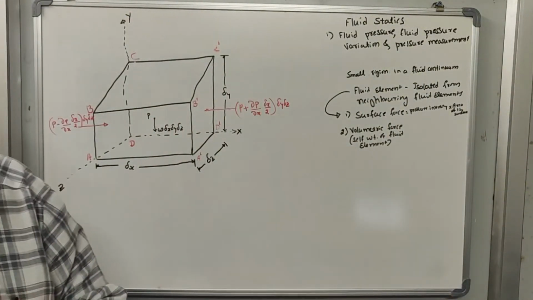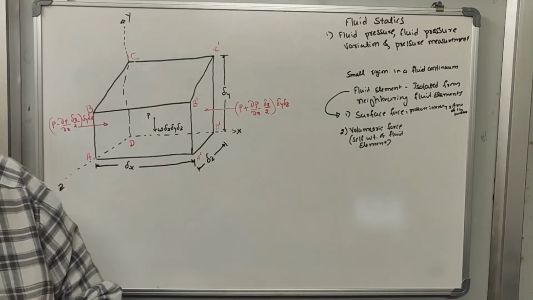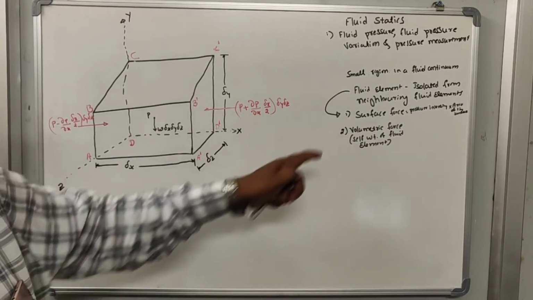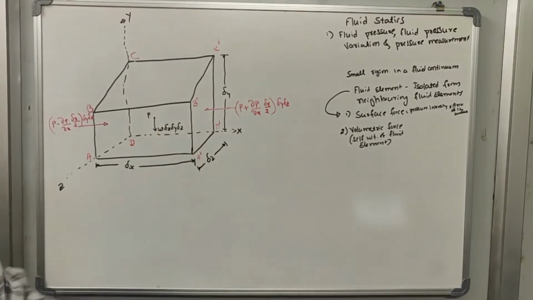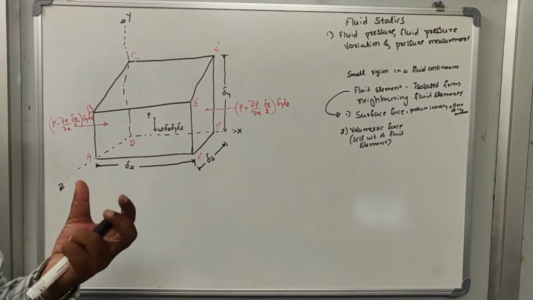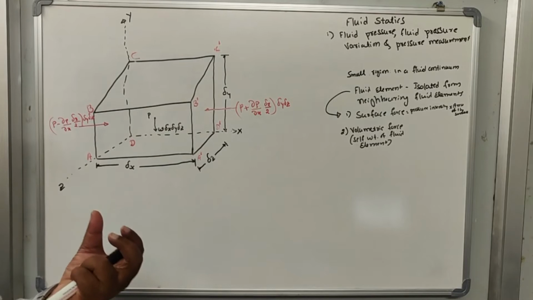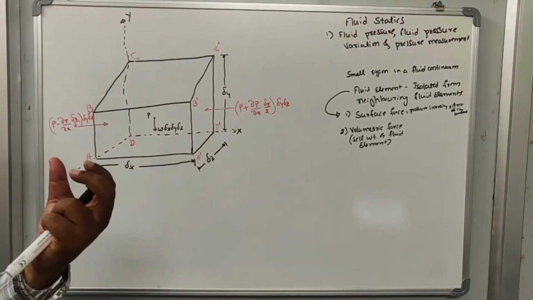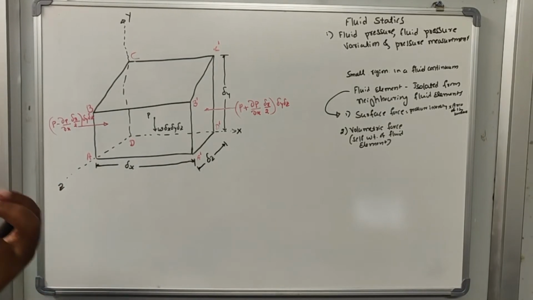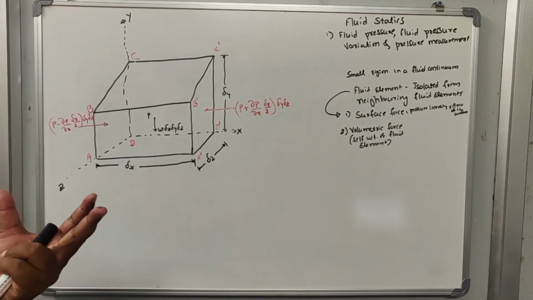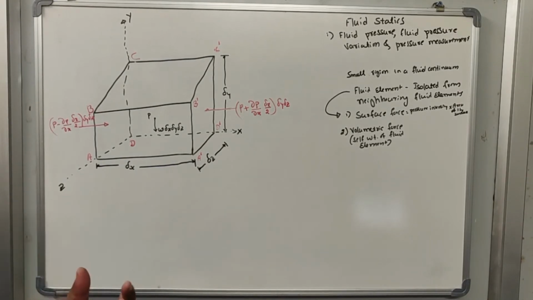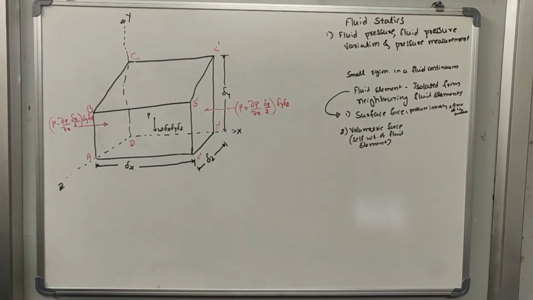So surface force is a force acting on the surface of the element, whereas volumetric force is nothing but the self weight of the fluid, and it acts at the CG point of the fluid element. So when a small fluid element is considered and isolated from the surrounding elements, two types of forces act on it: the surface force and the volumetric force.